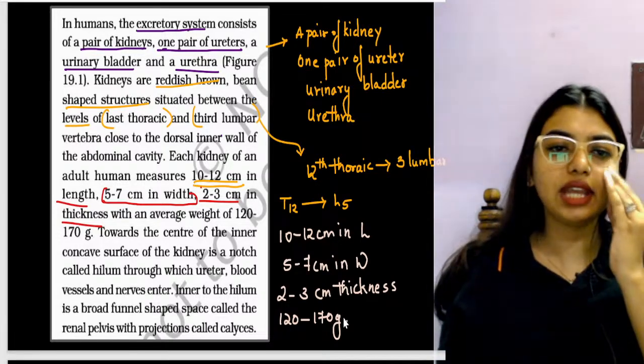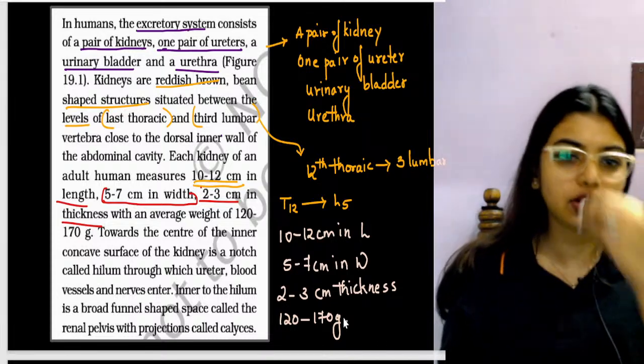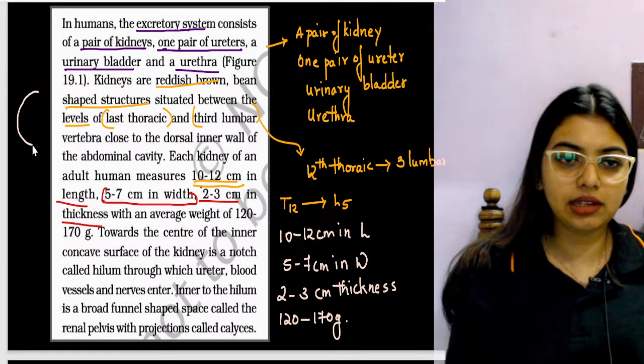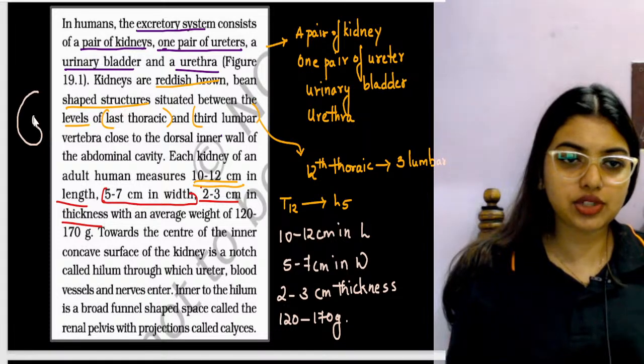Towards the center of the inner concave surface of the kidney is a notch called hilum. So students, concave surface means this is the kidney. This portion is the concave surface.